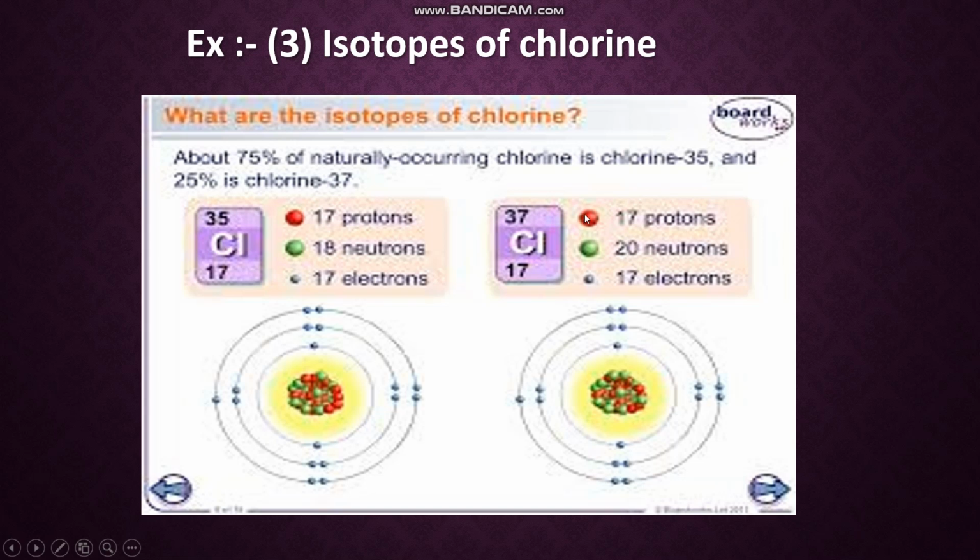A few other atoms of chlorine have 20 neutrons in the nucleus. So its mass number is 20 plus 17, 37. So chlorine has two isotopes, Cl 17, 35 and Cl 17, 37. So what are isotopes? Atoms of same element having same number of protons but different number of neutrons, or same atomic number but different mass numbers.